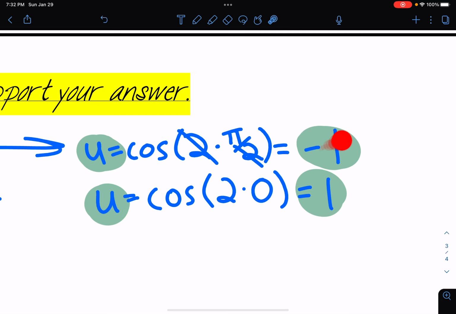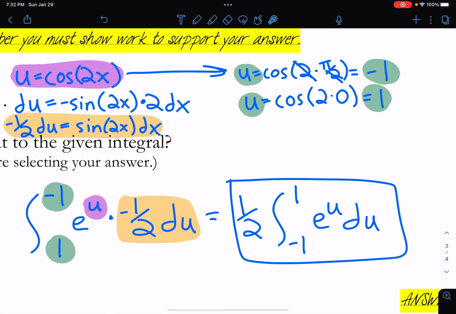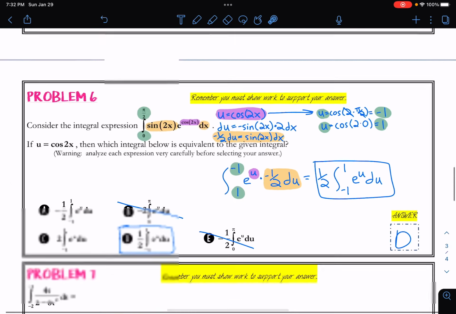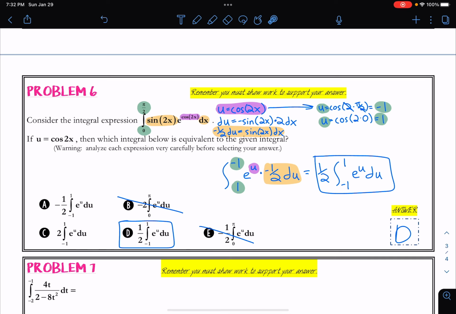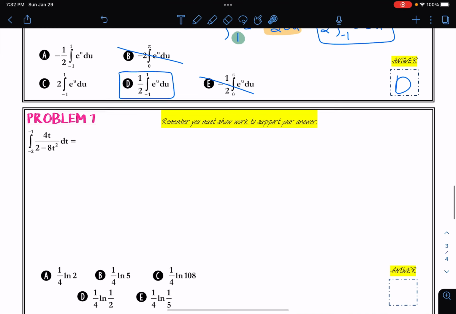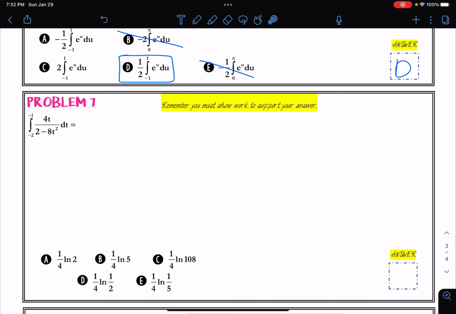if you put these in the wrong order when you do your u-substitution, if you just assume, yes, the bigger number must go on top, you're going to pick option A because that one has a negative 1/2, just like our work did. Okay, so you have to be very careful with that. Okay, let's take a look at one more. This one is not too bad. Okay, let's take a look at problem 7. So this one, we're just going to evaluate.